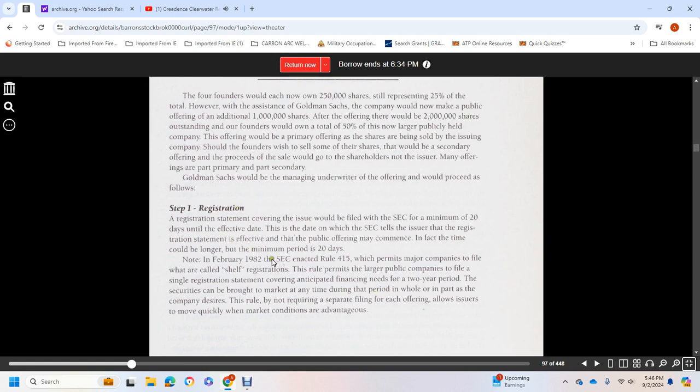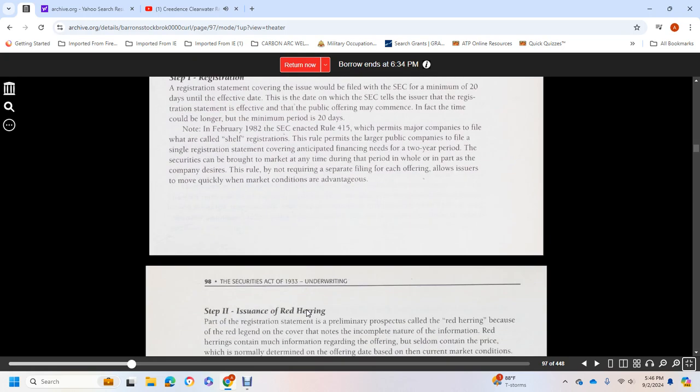Note that in February 1982, the Securities and Exchange Commission enacted Rule 415, which permits major companies to file what are called shelf registrations. The rule permits larger public companies to file a single registration statement covering anticipated financing needs for a 2-year period. Securities can be brought to market anytime during the period, in whole or in part, as the company desires. The rule does not require separate filing for each offering, allowing issuers to move quickly with market conditions or advantages.